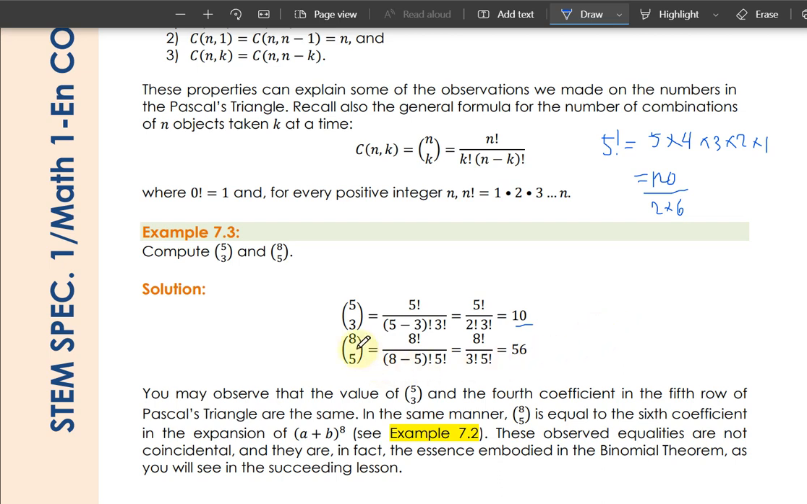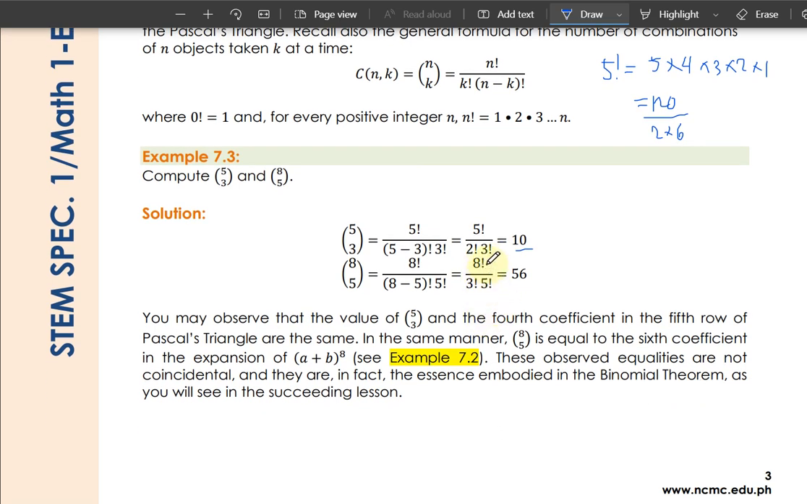So the same with 8 combination 5. So that is 8 factorial over 8 minus 5 factorial times 5 factorial. So you can use your scientific calculator in solving this. So para din mo mag-expand og 8 times 7 times 6 times 5 ana. So pangitaas inyong calculator ang factorial nga sign. So that is equal to 56.